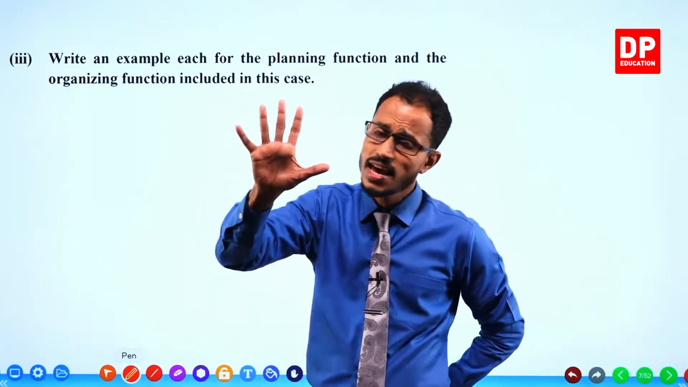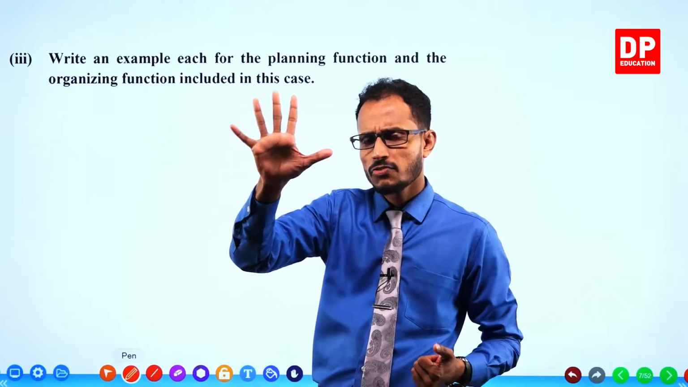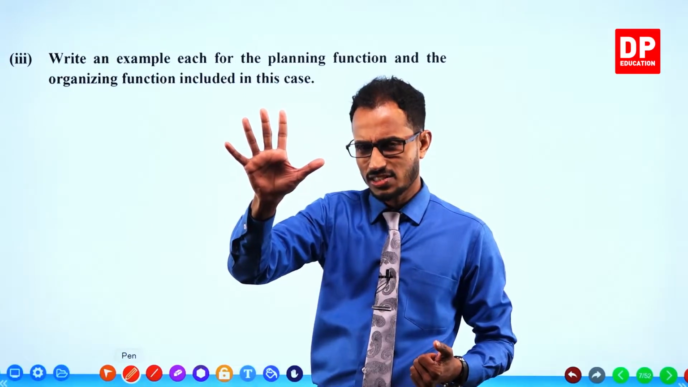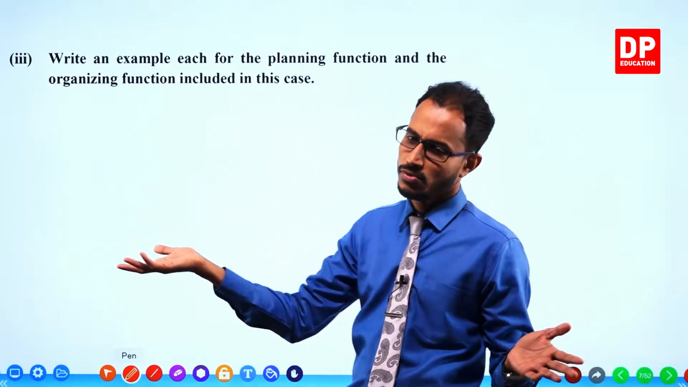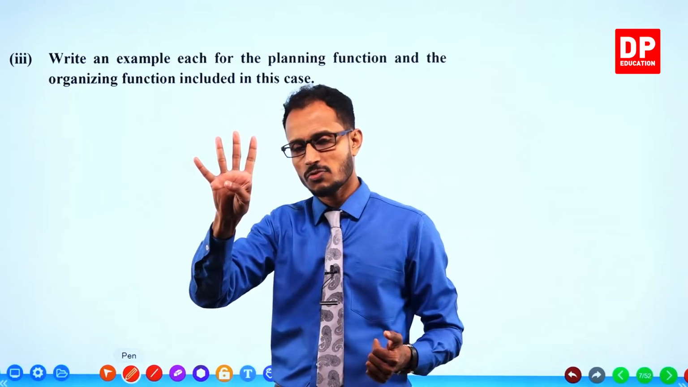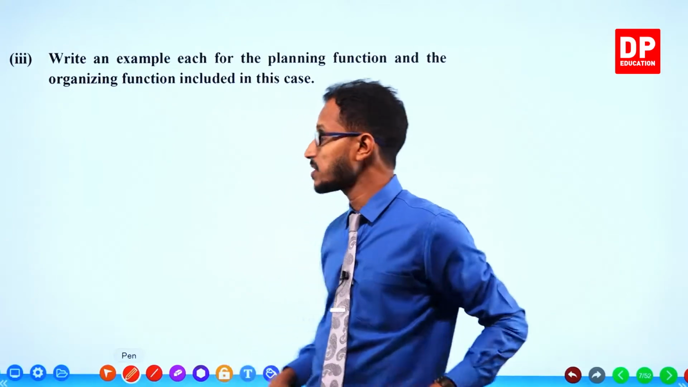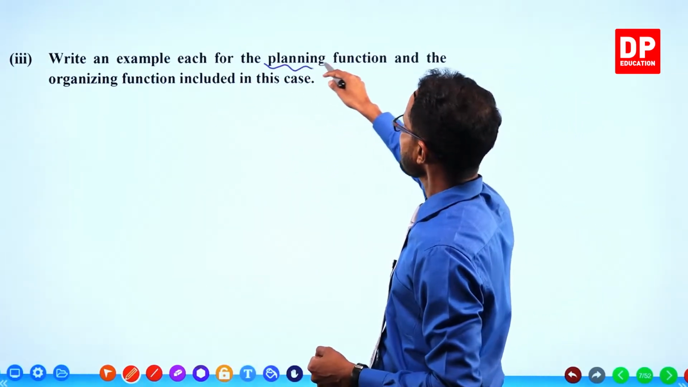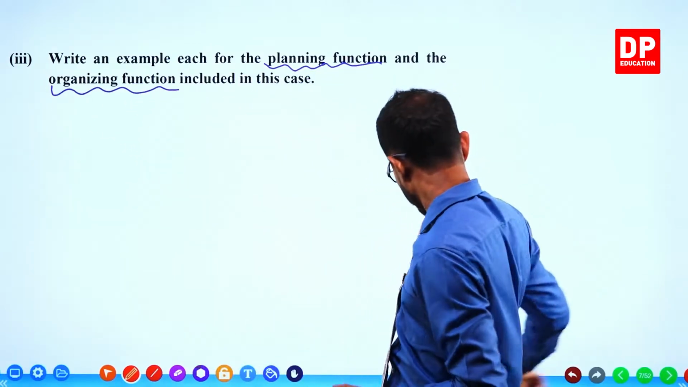How many management functions are there? We have 5, right? Can you name them? Only 4 functions of management. Planning, organizing, that's right, leading and controlling. They are asking about planning and organizing. Planning function and organizing function. Okay, let's go and see.